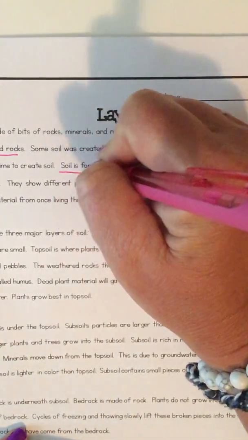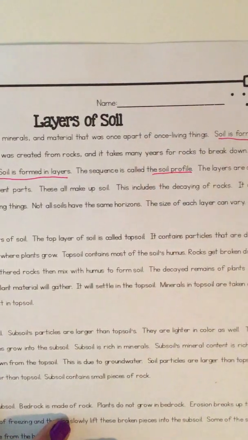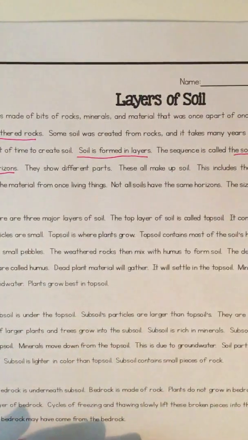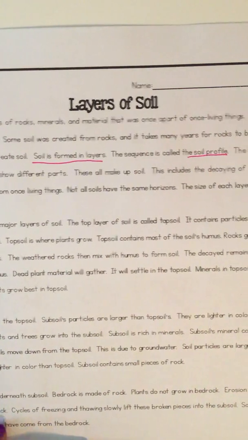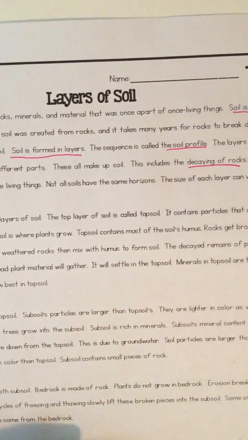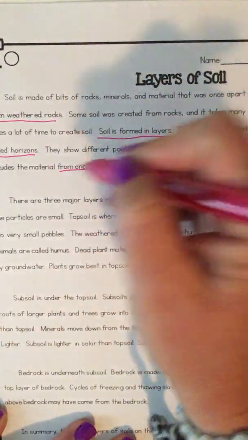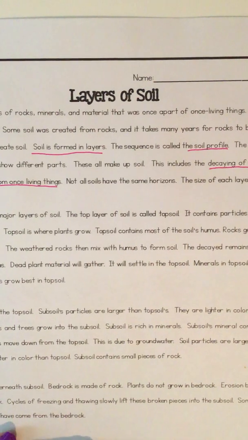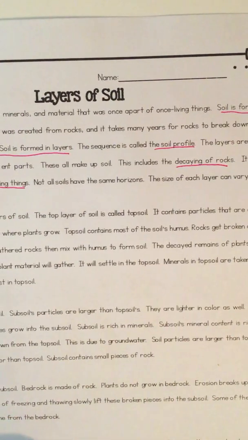Soil is formed in layers. The sequence is called the soil profile. The layers are also called horizons. They show different parts. These all make up soil. This includes the decaying of rocks. It also includes the materials from once living things. Not all soil has the same horizons. The size of each layer can vary.